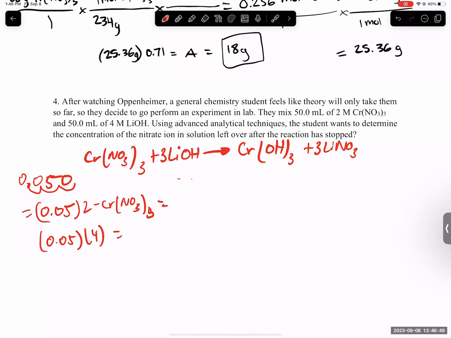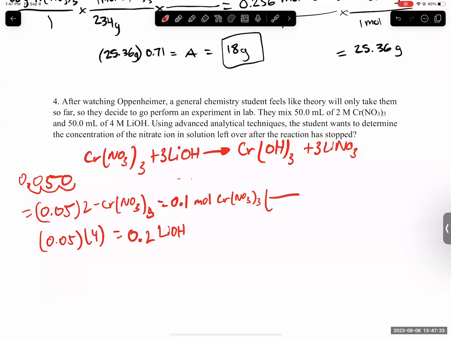Now, what do y'all get when we do this? 0.2 for the bottom, 0.1 for the top. So this is moles of chromium nitrate, and this is moles of lithium hydroxide. What do we do with these moles? We need to find the limiting reactant. All right, so mole ratio to our chromium hydroxide.